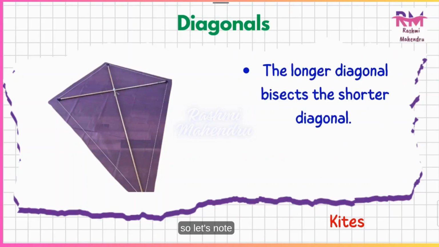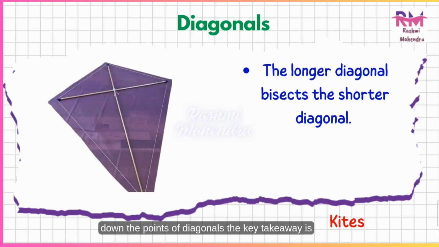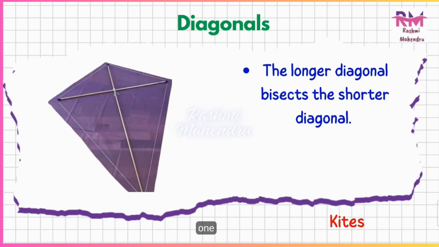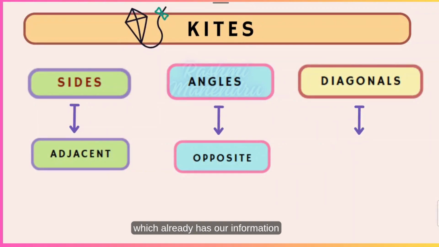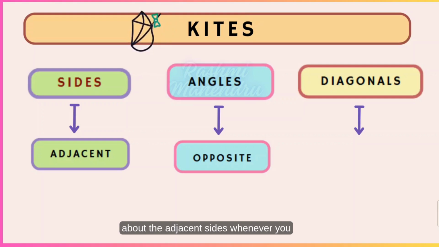So let's note down the points of diagonals. The key takeaway is that the longer diagonal bisects the shorter one and they intersect at right angles. So no wonder that this special quadrilateral is aptly named kite, because of its resemblance with the actual kite that we all fly. So now let's complete our graphic organizer, which already has our information about the adjacent sides.